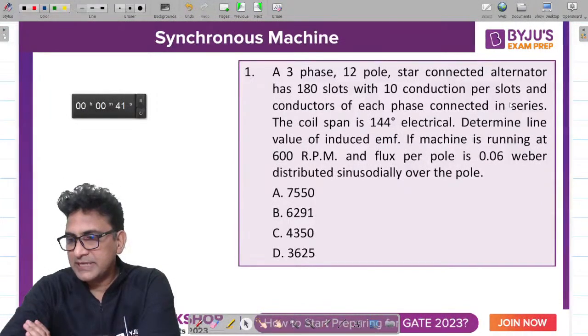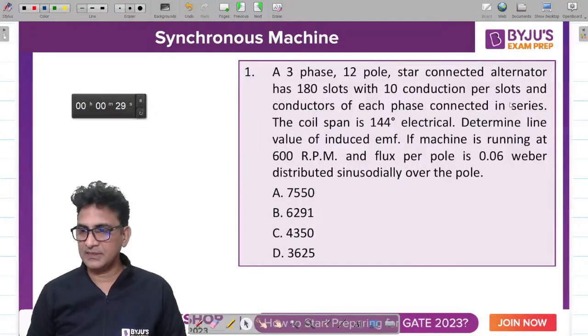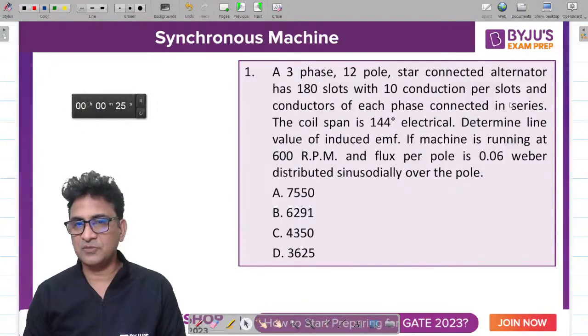Last 42 seconds remain. Still I have not got any answer from any student. It's a very simple question, only based on the formula.